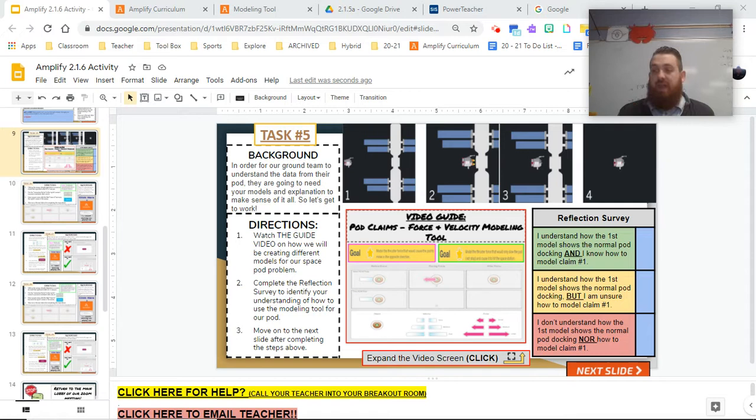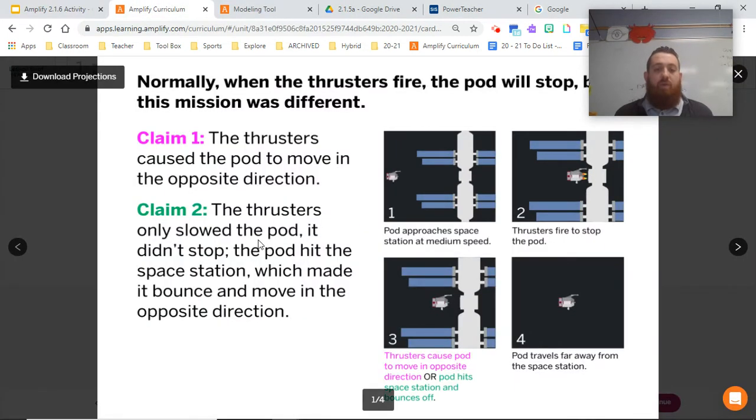It's going to look exactly the same for both claim 1 and claim 2, but obviously we're going to use it differently to show those different examples of force affecting the change in velocity of our object. So if you remember, we have our little comic strip here, and our pod obviously was approaching our space station, and then one of these two claims occurred. The thrusters caused the pod to move in the opposite direction, or the thrusters only slowed the pod and it didn't stop. And that caused it to hit the space station and bounce in the opposite direction. And that's what we see here in that fourth comic strip.